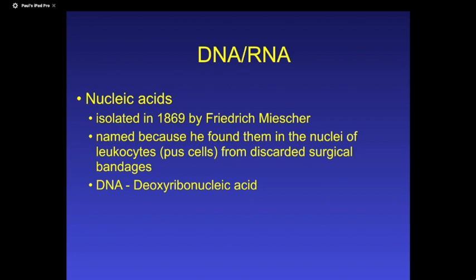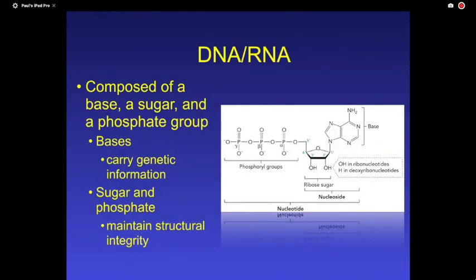And they were molecules, and they identified them as DNA, deoxyribonucleic acids. Now, quite frankly, this was more of an organic identification of a molecule. They didn't know what it did, and didn't know for a very long time. But now that we understand what DNA is, we can understand why the components of the DNA and RNA are important. DNA and RNA are composed of a base, a sugar, and a phosphate group.